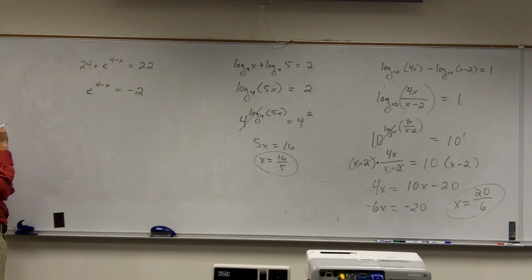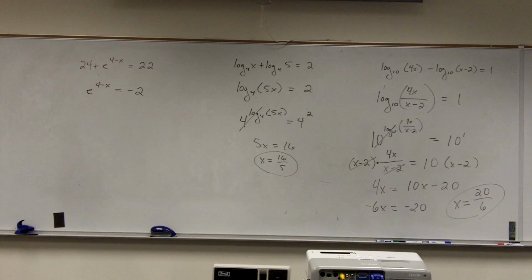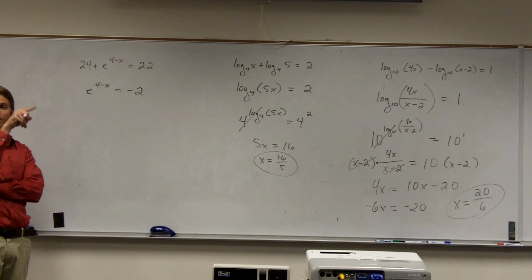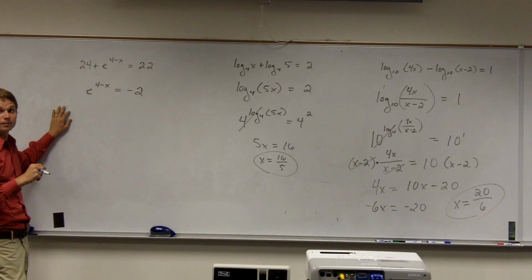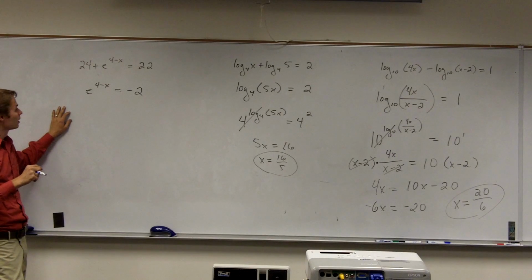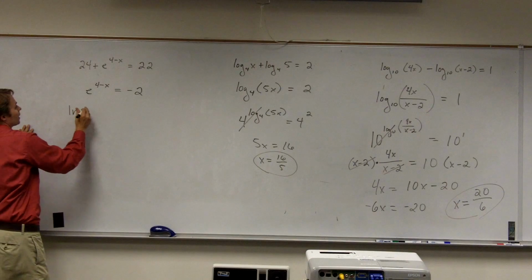Okay. Now what we're going to try to do. I hate that e. Remember, the e is just a number. What would you do if it was like 3 to the 4 minus x? To get that out of there. If it was a 3, you would take log base 3 of both sides. So a natural log to both sides? Right, it would take natural log of both sides. Okay. So we'll take the natural log of both sides.